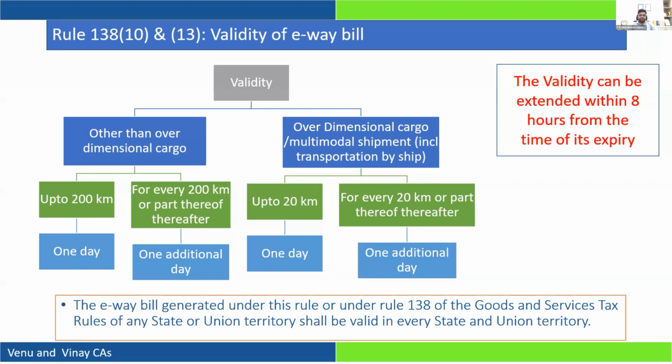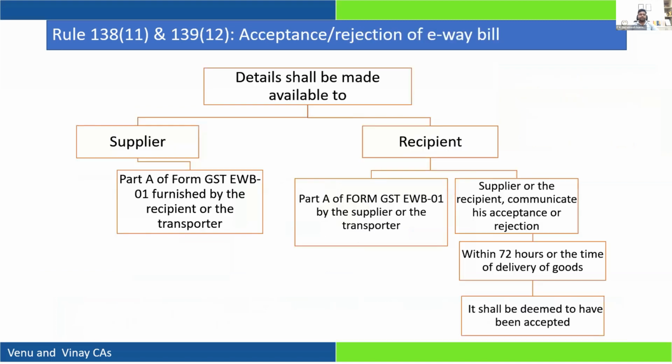So this is one more thing I want to discuss here. Use that buffer in case of Rule 199. In that case, it will be very useful. Now coming to Rule 138, sub rules 11 and 12, acceptance or rejection of the e-way bill.